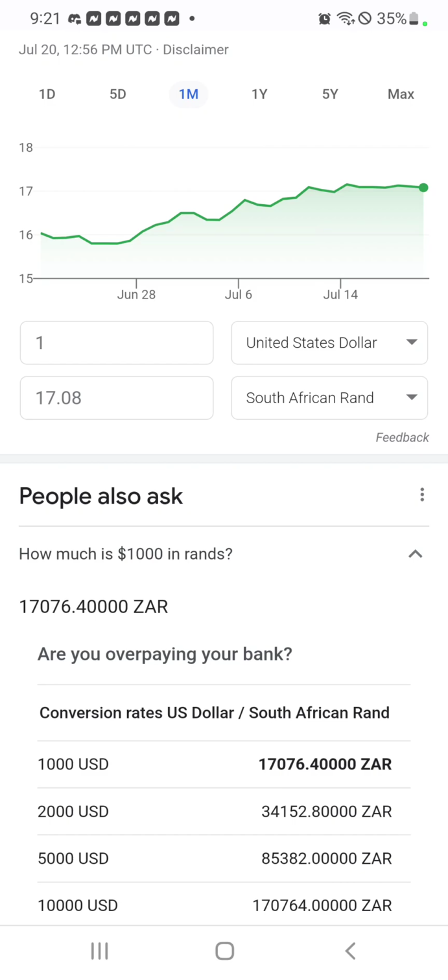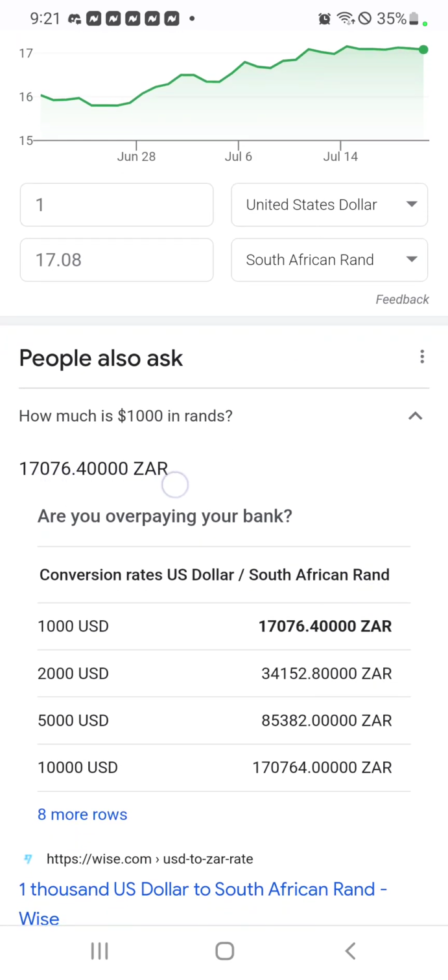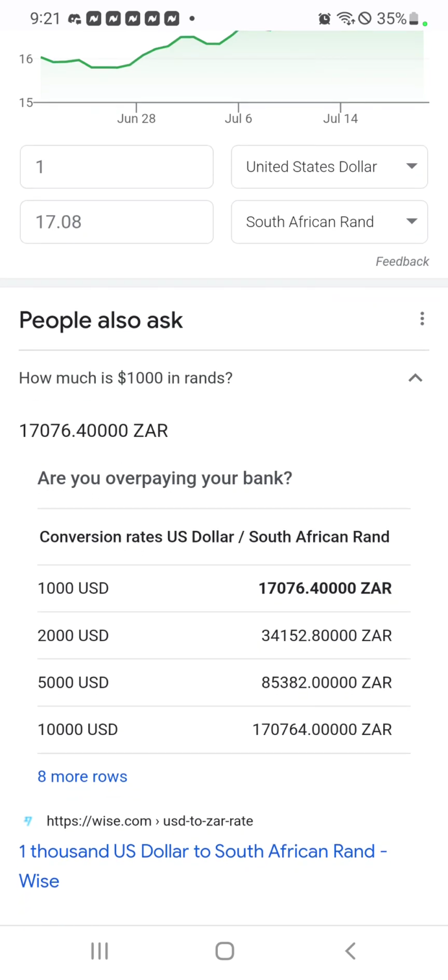If you have $1,000 US, as you see here, $1,000 is equal to $17,076.40 in the actual ZAR. And ZAR is the South African Rand, by the way. So $1,000 USD is equal to $17,076.40 of the South African Rand. So this is a big difference.